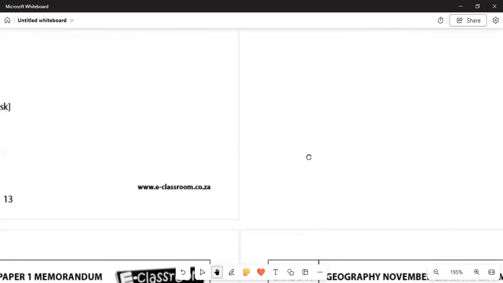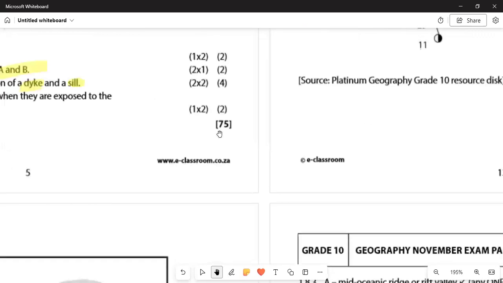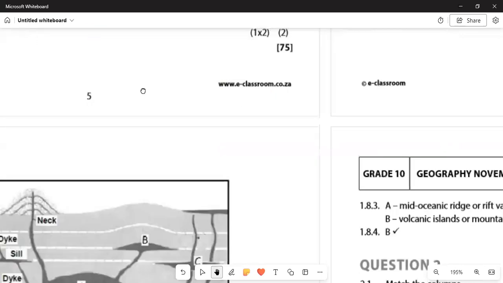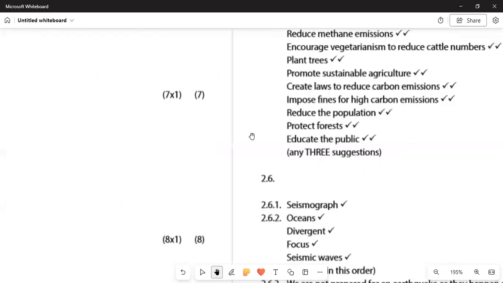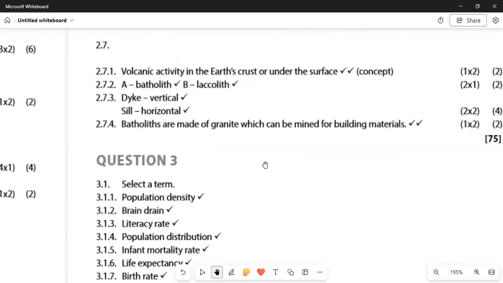The last question that we can get from our content is this. We've answered the difference in formation of the dike and the sill: vertical, the dike; horizontal, the sill. 2.7.4, explain the importance of batholiths when they are exposed to the surface for humans. The importance of batholiths is that they are made out of granite, which can be mined for building materials.